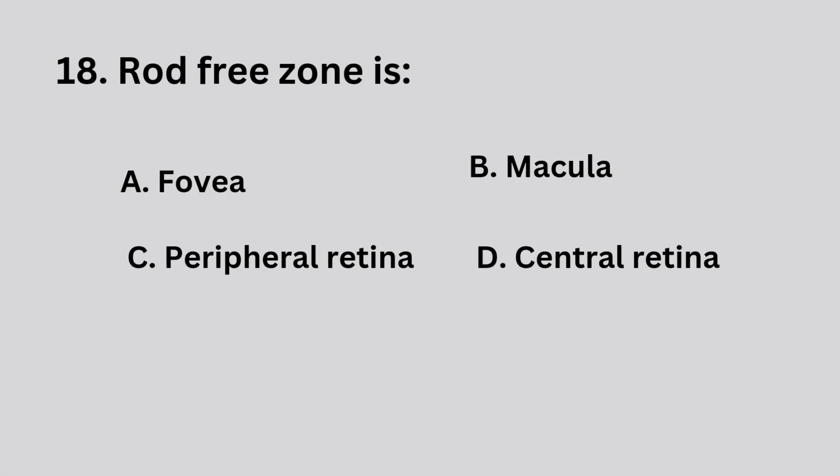Next question. Rod-free zone is? Option A, fovea. Option B, macula. Option C, peripheral retina. And option D, central retina. Correct answer is option A, fovea.